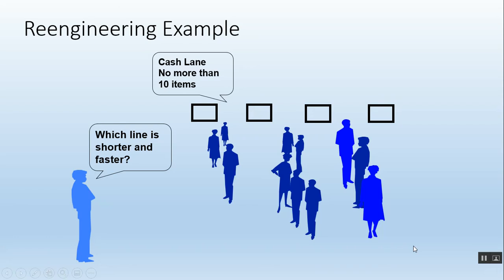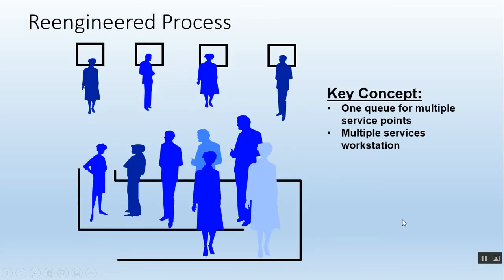So a good example here would be somebody looking at the lines and making a judgment of having all these different lines out there and then saying, geez, which one is shorter? That's dealing with a current state mentality. Whereas a re-engineering of that process might be to have one queue serving multiple points, which you've all seen today. This is how most fast food restaurants work in terms of a redesign process.